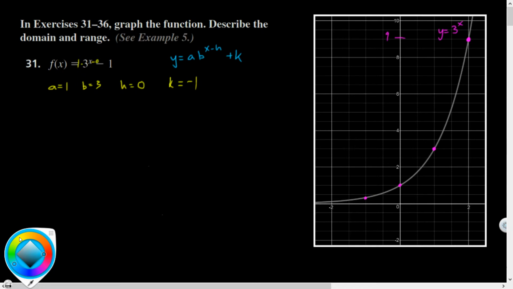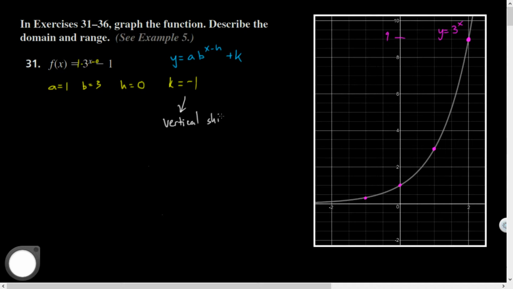So that's a little weird. This -1 tells me it's a vertical shift down 1. So graphically speaking, let's move some of these points down 1 unit. This point right here, my y-intercept, was at 1, but now when I move it down 1, it's going to be at 0. This point was at 3, but now it's going to be at 2.